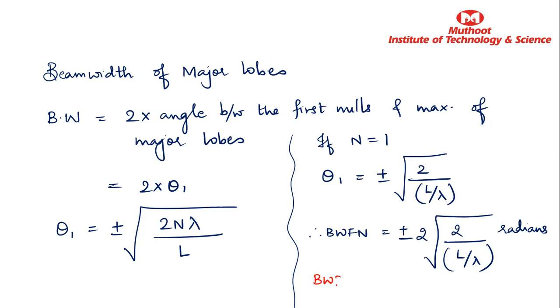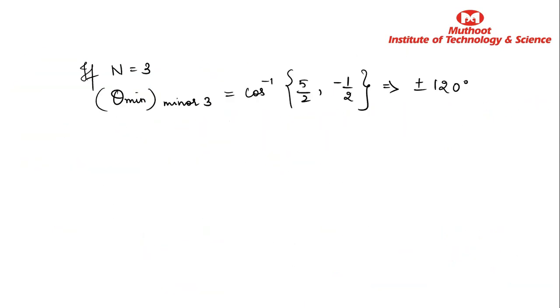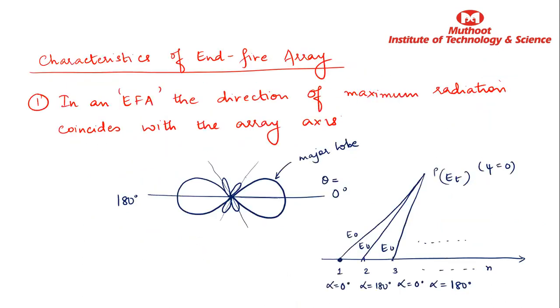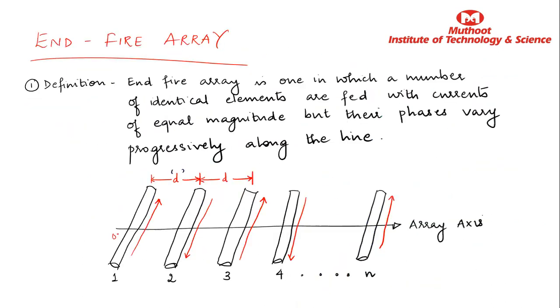So I'm going to write BWFN, the beam width is plus or minus, it will become 114.6 under root of 2 upon L by lambda in degrees. So how much is 1 radian? It is, so I'm basically multiplying this factor by 57.3 degrees. So this is the entire part of the end fire array design, which is one answer of 10 to 12 marks. Please do it. It's very, very important. Thank you.